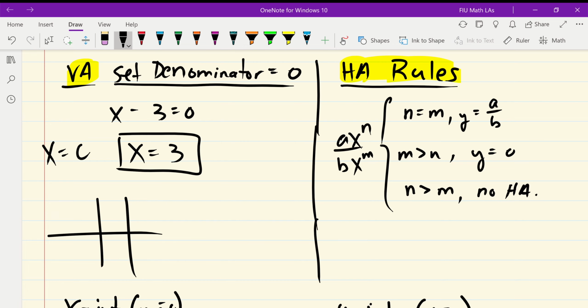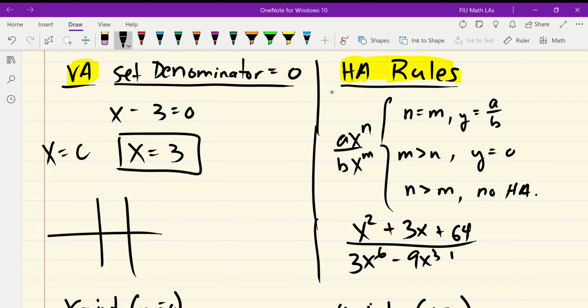Horizontal asymptote rules, let's not forget. All that I'm really interested in is the highest powered terms of any rational function. So if I had x squared plus 3x plus 64 or something, divided by 3x to the 6 minus 9x cubed plus x plus 2, this looks really bad, but if I'm looking for a horizontal asymptote, all that I really care about is the highest powered terms in both the numerator and the denominator.